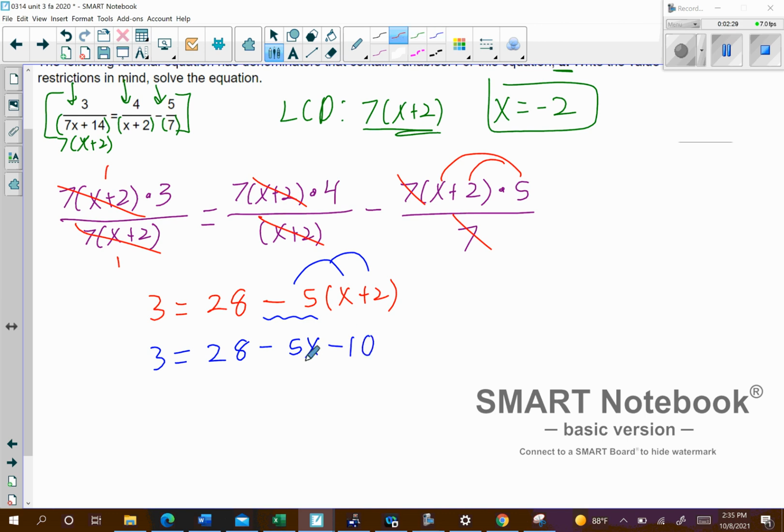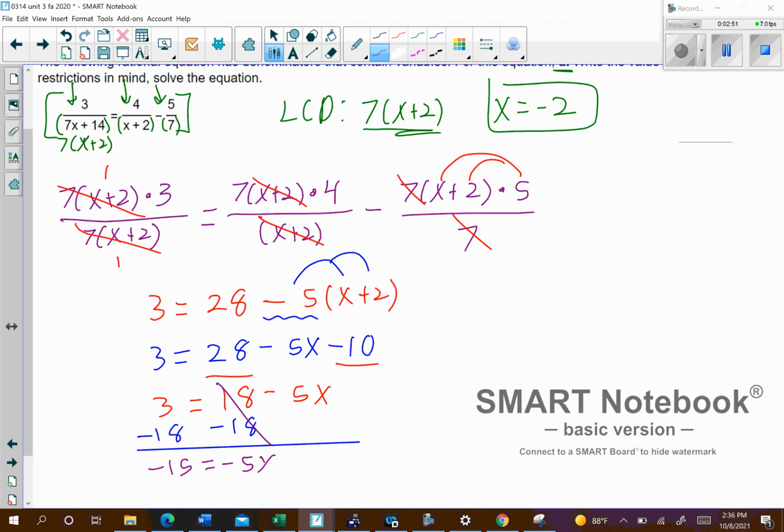And then 28 minus 10, we can simplify that down into 18 minus 5x. And then I'm going to go ahead and subtract 18 from both sides. And so that'll cancel out, and we're left with negative 15 equals negative 5x.